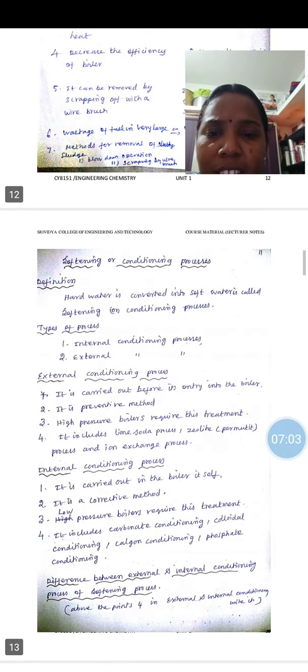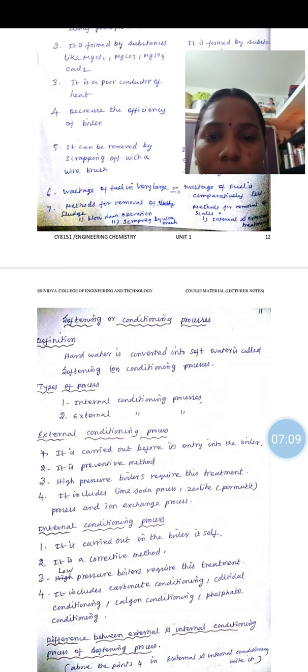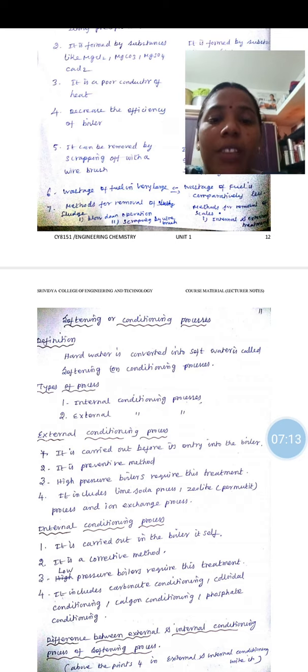The next topic is the softening or conditioning process. Softening is the process of removing hardness-producing salts from water so that it can be converted into soft water. When hard water is converted into soft water, it is known as the softening or conditioning method.